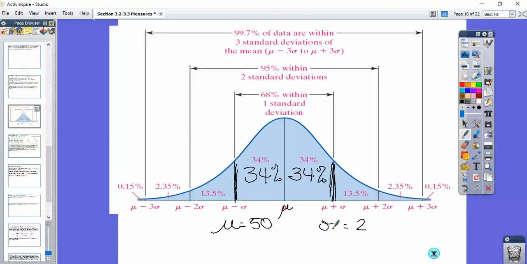Within 2 standard deviations, we have 95%. We already know 68 of that is in the middle. So if you do 95 minus 68, you get what? 27. And then if you split that up into 2 ends, 27 divided by 2 is 13 and a half. So between each of these windows, we have 13.5%.